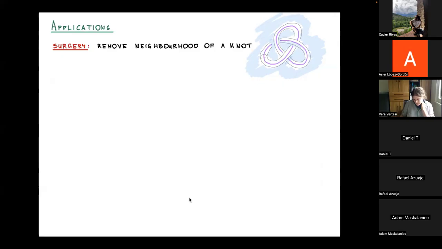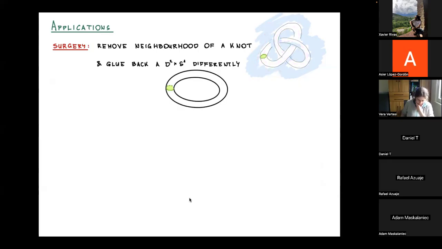So surgery is the following operation on a three-manifold. You take a knot in a three-manifold. The purple thing is the knot. Okay, so here it's this trefoil knot, and then you remove its neighborhood from the three-manifold. So what's left is the blue part. Okay, and then you take another torus. This is a solid torus. The green curve is telling you that it's completely filled up here. So you remove the solid torus, the neighborhood of the knot.